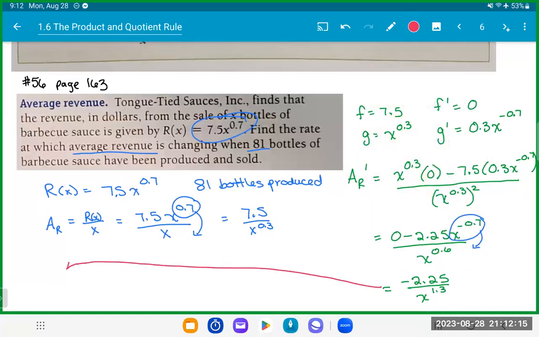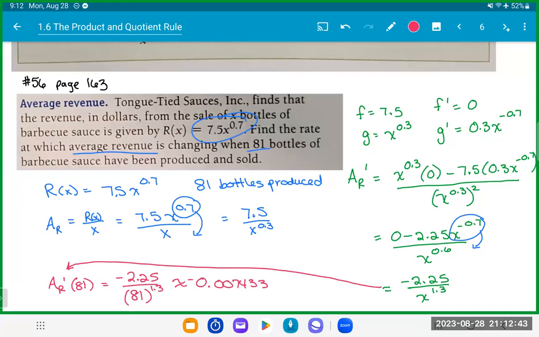Then we want to take that and evaluate it at 81 bottles. So that's negative 2.25 over 81 bottles raised to the 1.3. And that's going to give us a negative 0.00743 and so on.